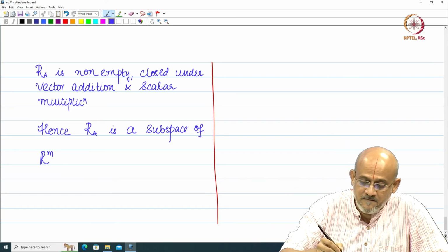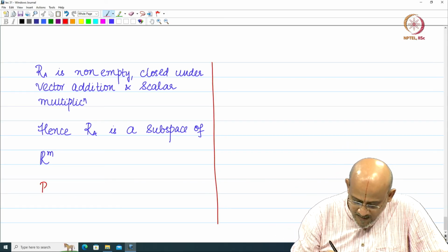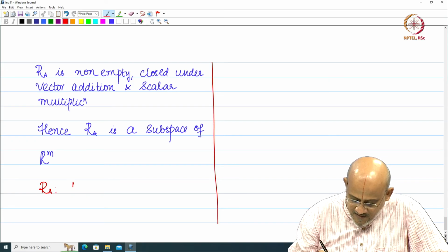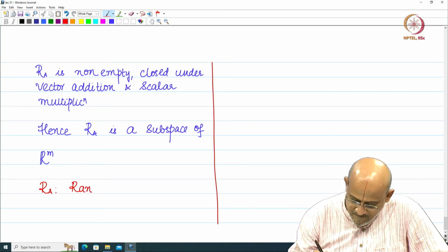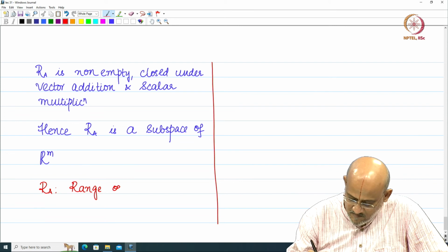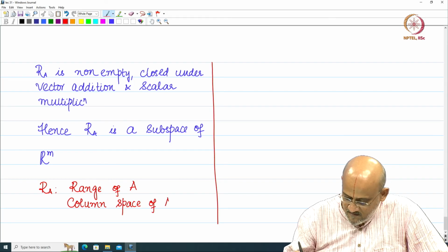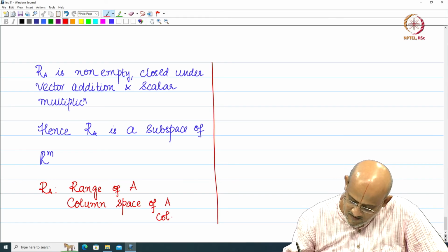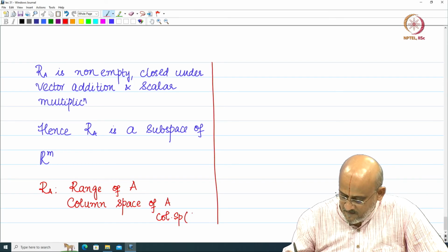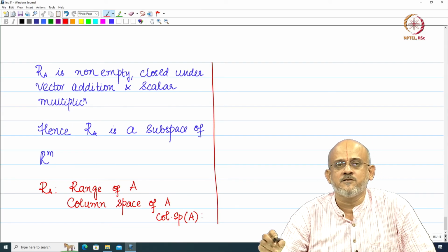We have a name for this. So, R A is basically called the range of A, or it is also known as the column space of A. So, R A is also the column space of A.